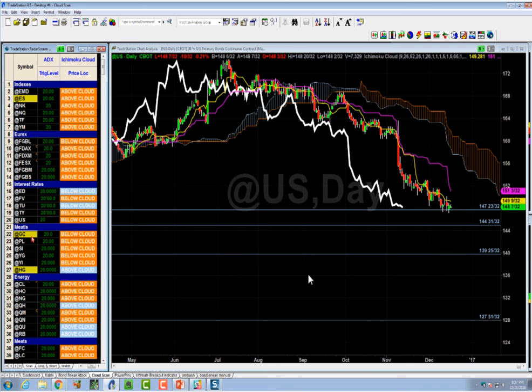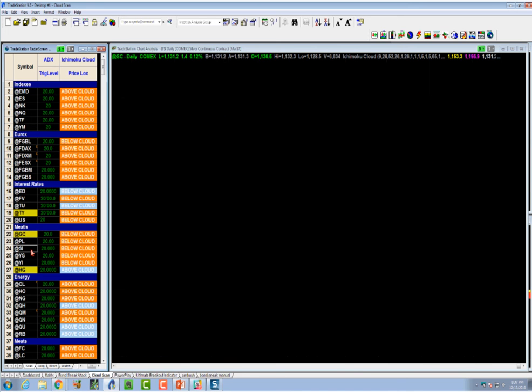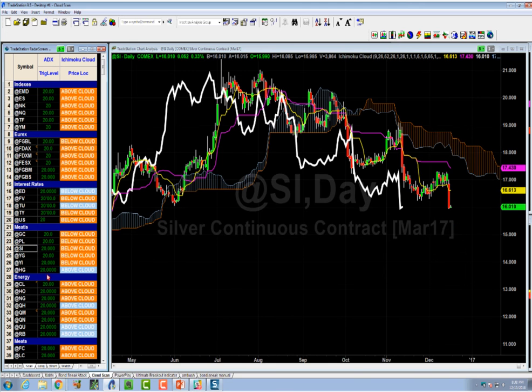Pretty simple. Okay, now heads up, where's gold going? Ever since it broke this cloud, sell-off, bounce into overhead resistance, sell-off, overhead resistance, sell-off, overhead resistance, sell-off. This thing's going to go to 1100. Same thing for silver. Silver's probably going lower, right?